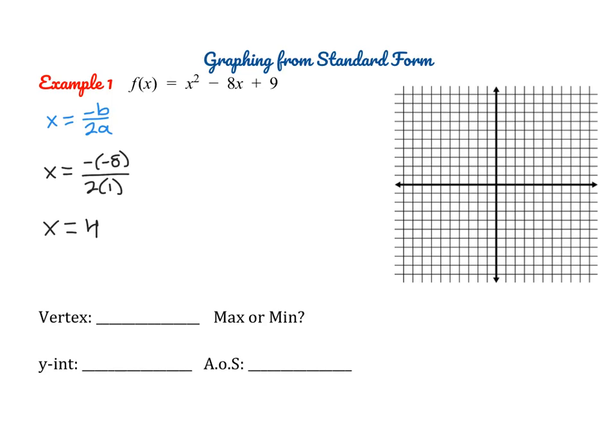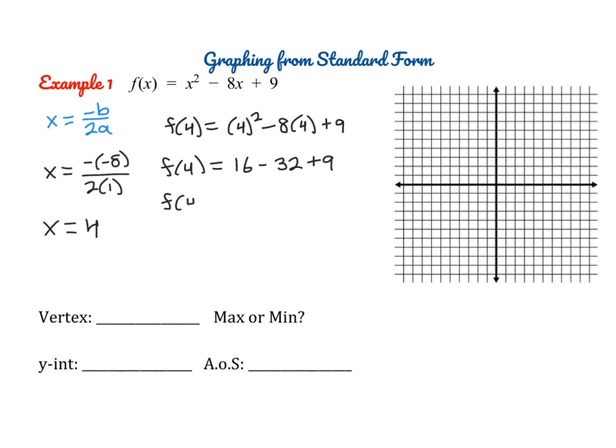We need the y value in order to find the full vertex. So next we're going to find what f of 4 is, and that simply involves substituting into the function. So f of 4 is going to be 16 minus 36 plus 9. This gives us f of 4 equals negative 5. So our vertex is 4, negative 5.